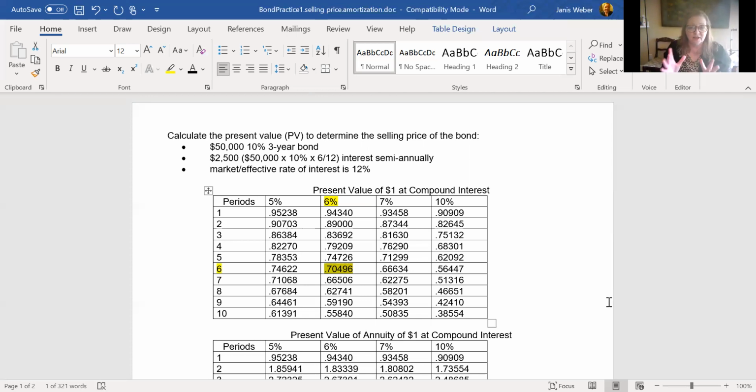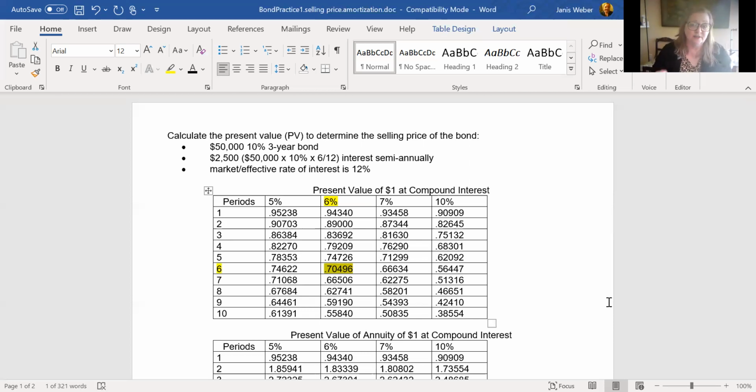And every time you go to the table, you're going for the market rate. If it's an annual bond, you would go for the full market rate that's stated. Sorry, the full market rate or effective rate that they tell you, where if it's a semi-annual, you look for half that amount, because every 6 months, it's going to pay half of the annual rate. Okay, so that's all you do to find out the present value of the lump sum.